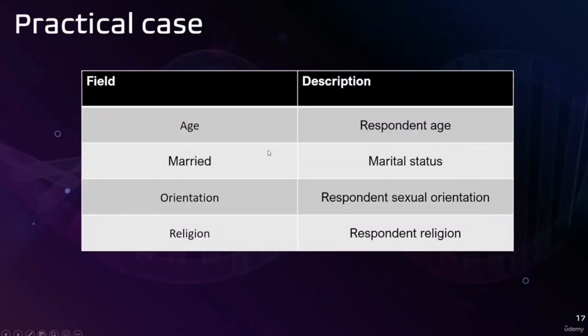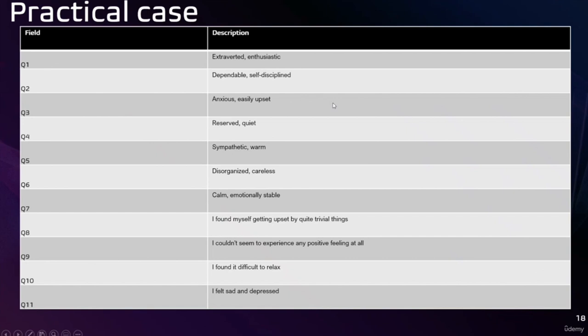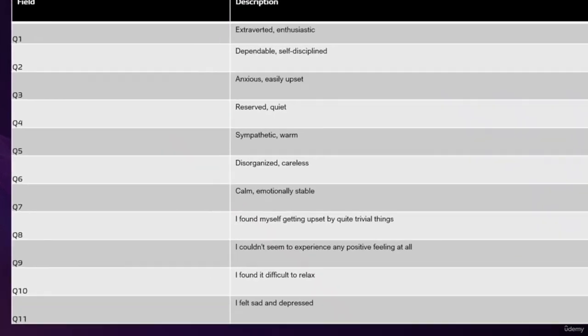So we are going to make a practical case, and we are going to use a dataset that I extracted from Google, a psychological dataset. What we are going to find in this file: we will have 4 fields that describe in a qualitative way the person that is taking the poll, and also we will have 11 fields with numeric data. So for example, the Q1, enthusiastic, so he or she put a number to describe the psychological status.